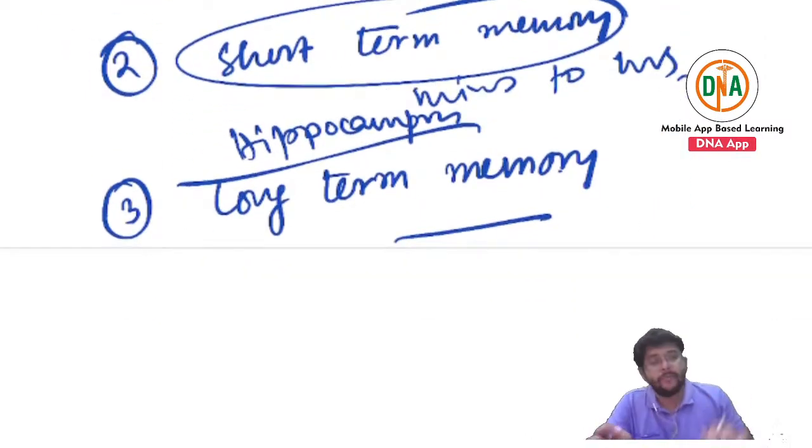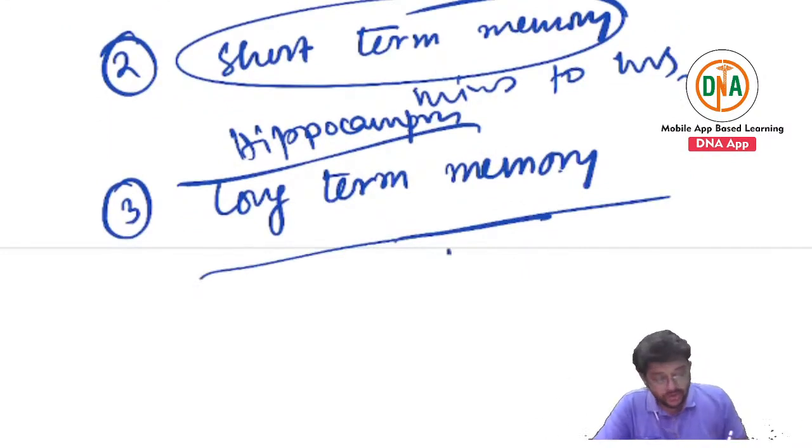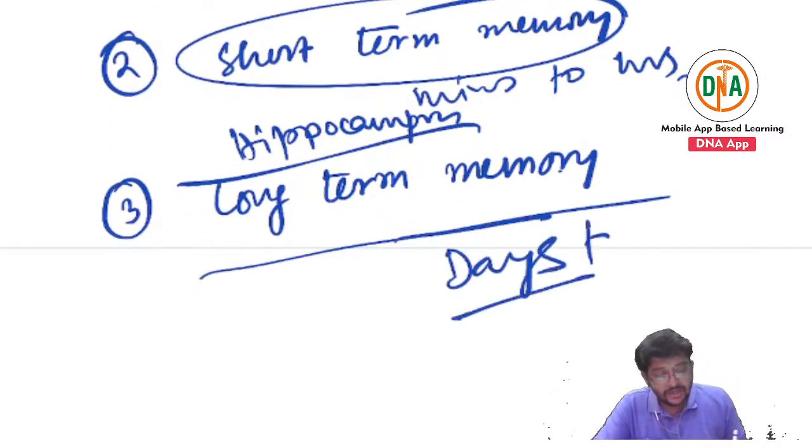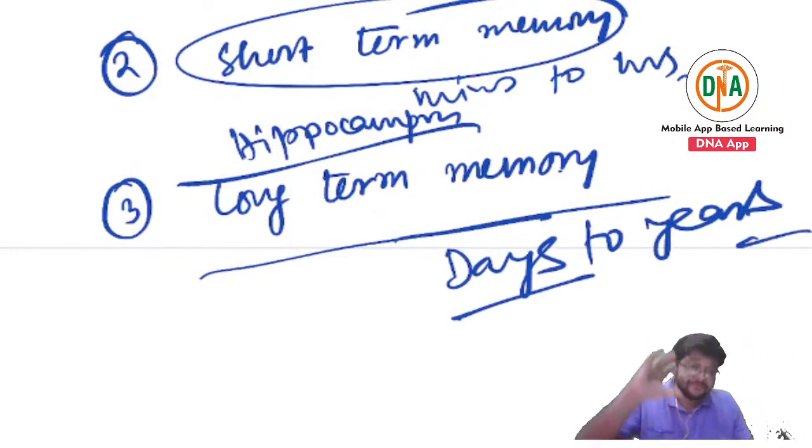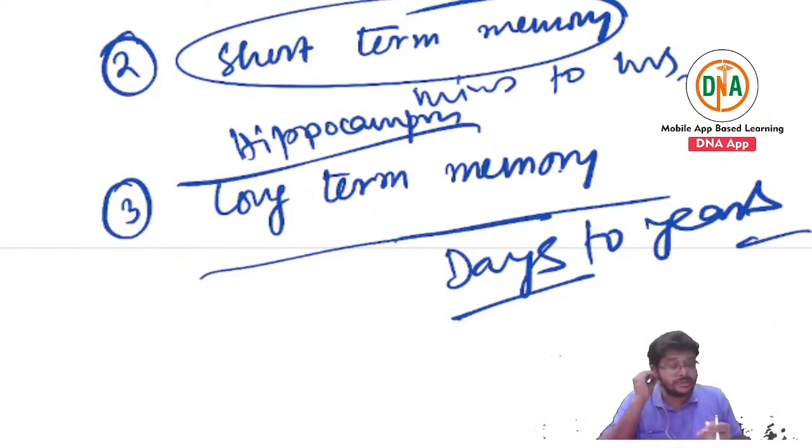And long-term memory is the processed memory. Long-term memory remains there for days to years. Sometimes it can remain there for a lifetime. So long-term memory is there for days to years, and sometimes for a lifetime.